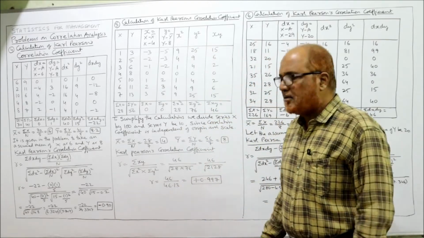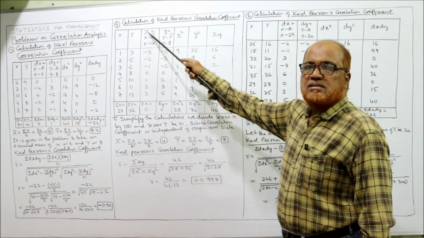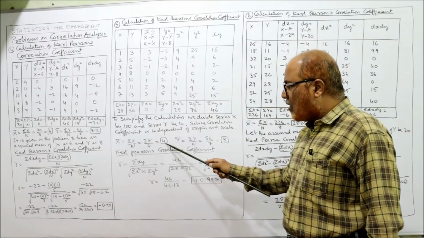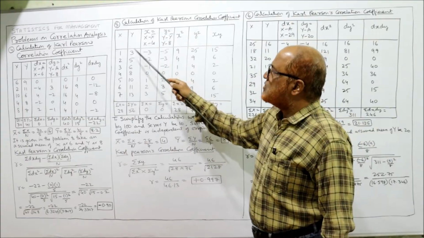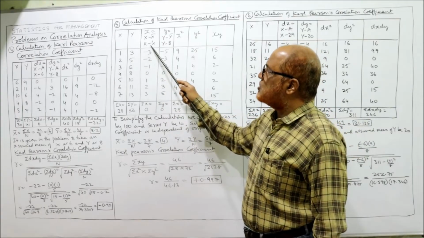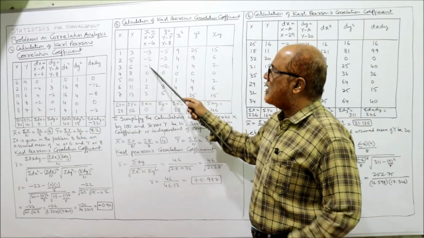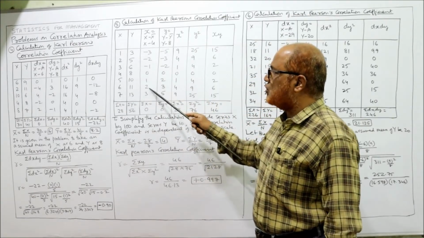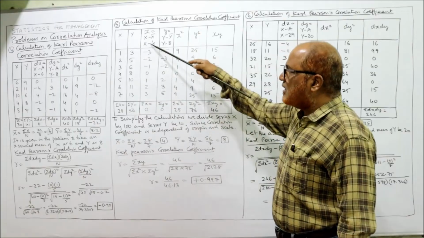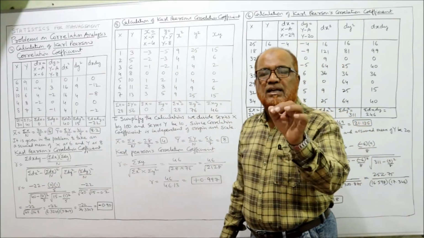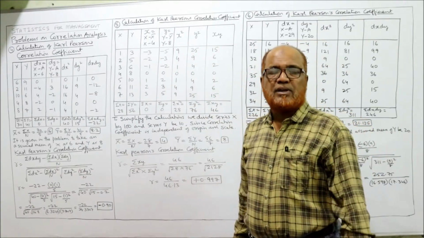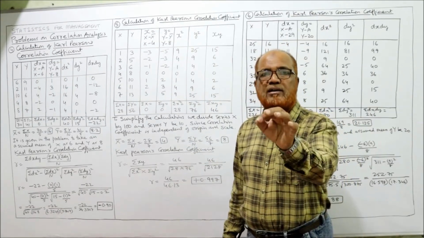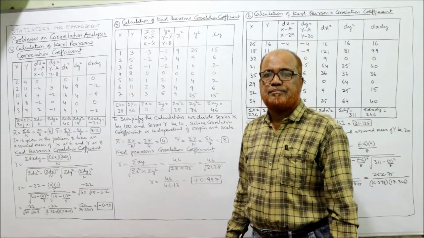That's it. Now, small x is equal to capital X minus x bar. X bar, how much did we get? 4. So x minus 4: 1 minus 4 is minus 3, 2 minus 4 is minus 2, 3 minus 4 is minus 1. Then 4 minus 4, 0, 5 minus 4, 1, 6 minus 4, 2, 7 minus 4, 3. Take the total, you must get 0. If you are not getting 0, that means your calculations are wrong. So check it yourself now itself.